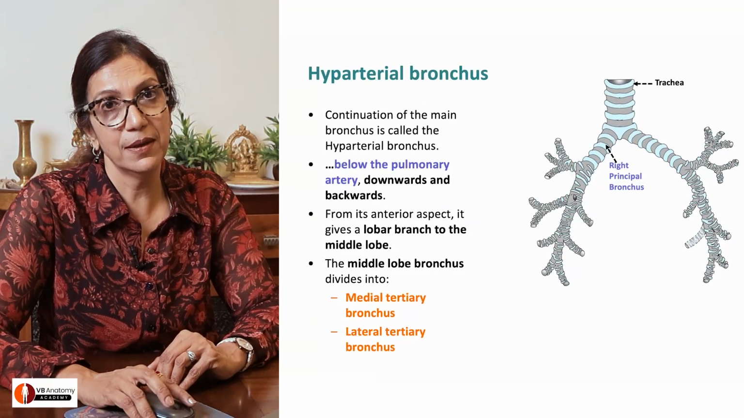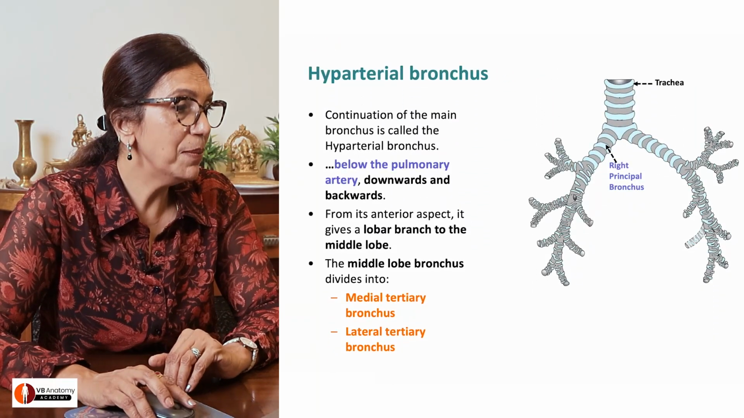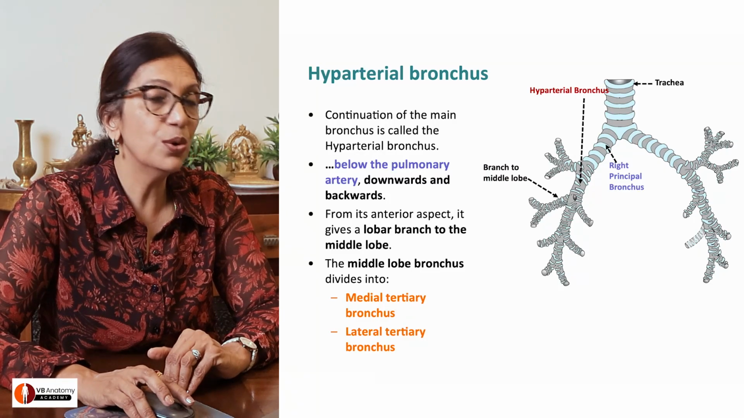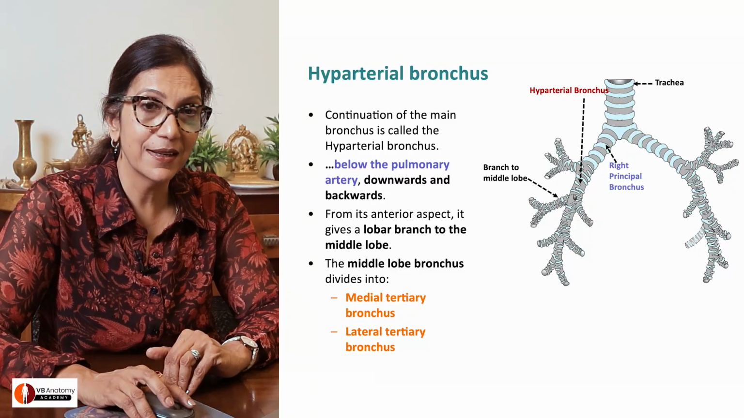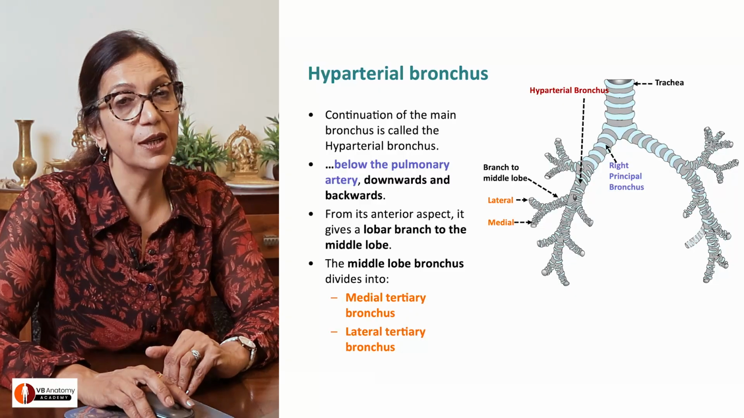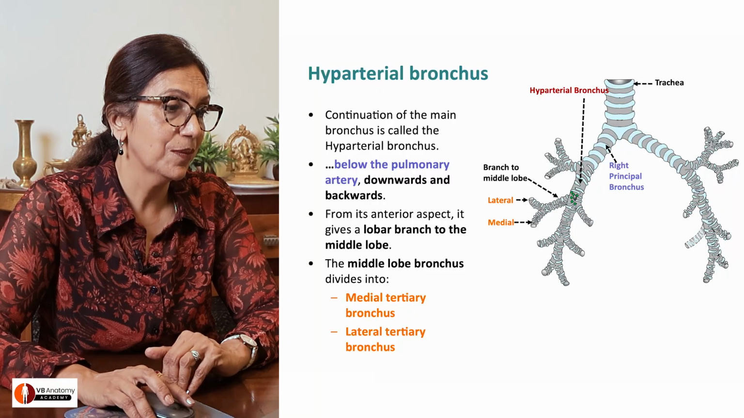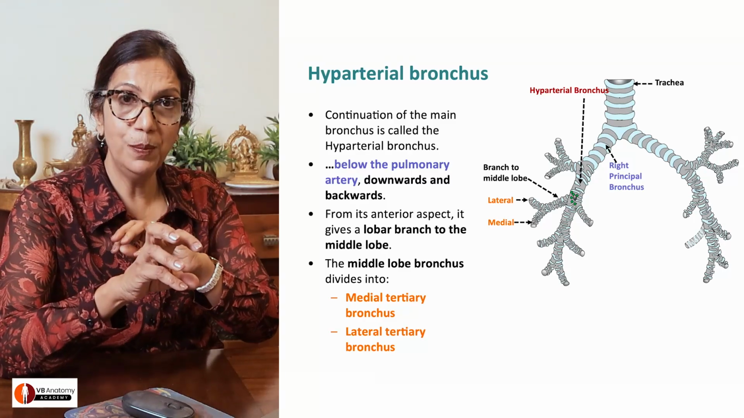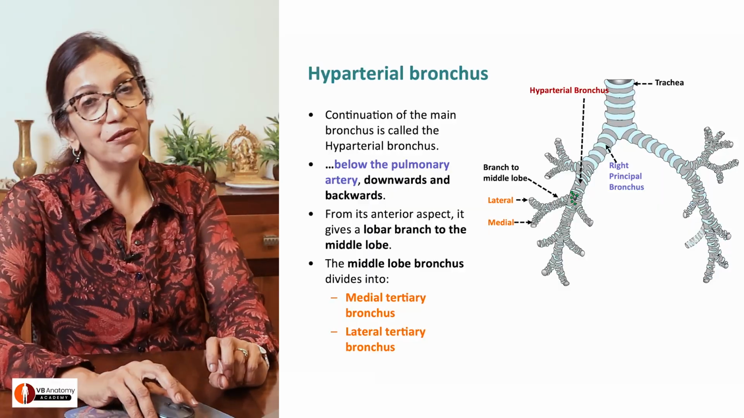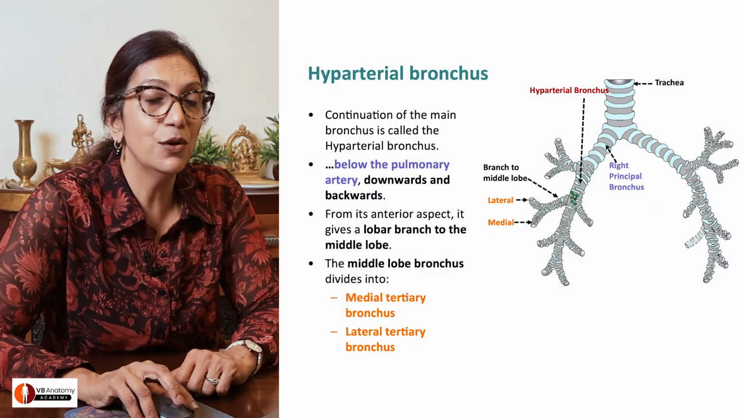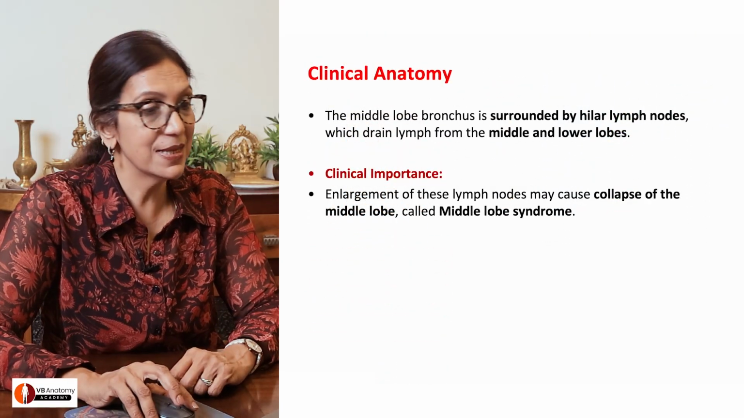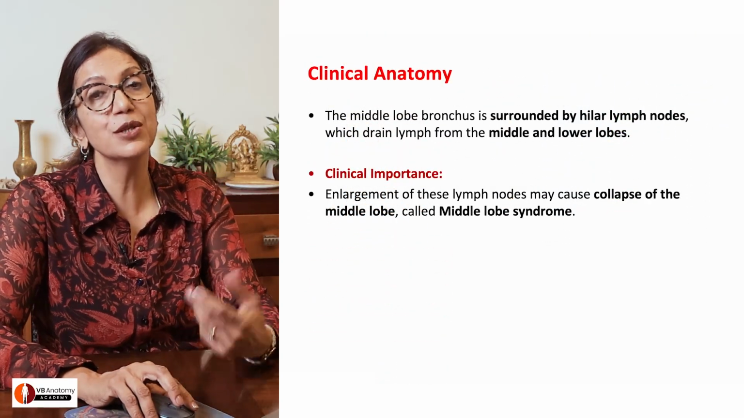Moving on, the hyparterial bronchus, the one that went down, continues downwards. Anteriorly, it gives rise to a branch to the middle lobe of the right lung. This then divides into lateral and medial tertiary bronchi. The point where the middle lobe bronchus takes origin is surrounded by a number of lymph nodes which can, if thickened, block off the entry into the middle lobe of the right lung, resulting in what is called the middle lobe syndrome, where the middle lobe just collapses.